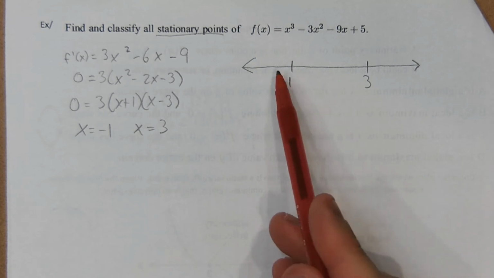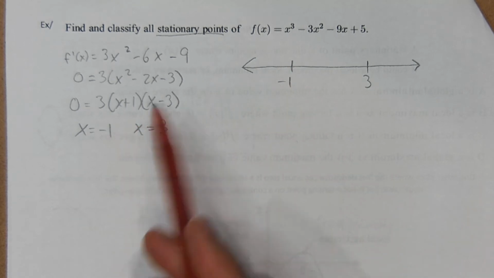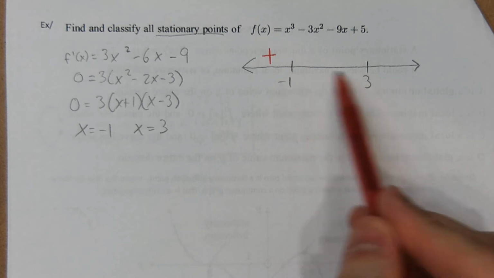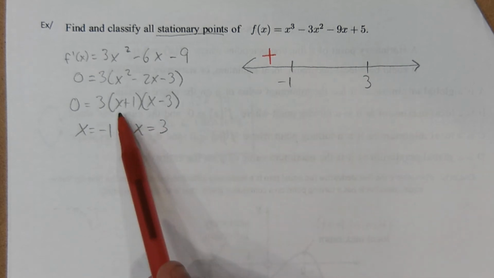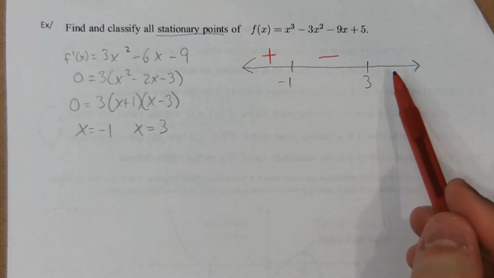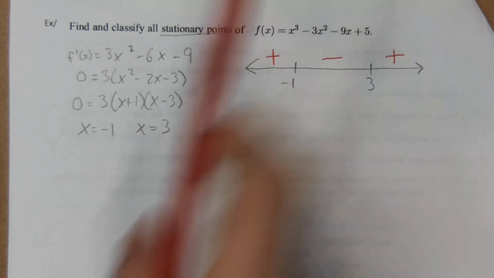Let's plug in like negative 2. Right here, it's going to be negative times negative, positive. Let's check a number between these. Oh, no, really easy one, 0. If you plug in 0, you get positive times negative. And a number like 4 is going to give me positive times positive, positive.